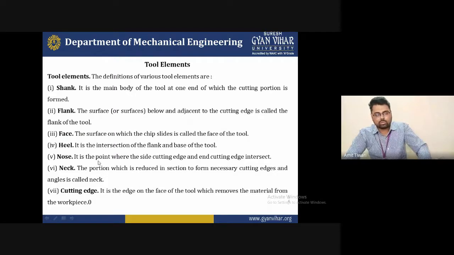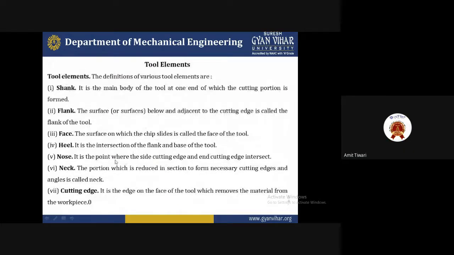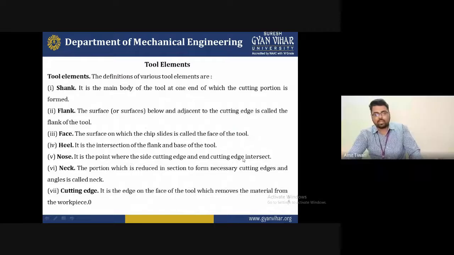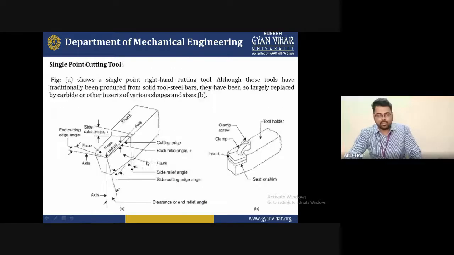Nose, what is the nose? You can see this is the nose portion, and what is its function? It is the point where the side cutting edge and the end cutting edge intersect each other. That's why we can say nose. You can see here this is the side cutting edge portion, and this is the end cutting edge. In the same direction, you can see this portion, which we can say is the nose radius.